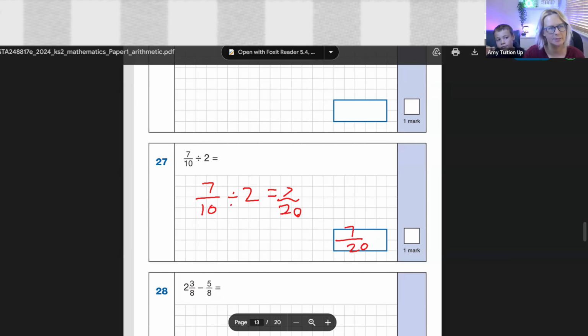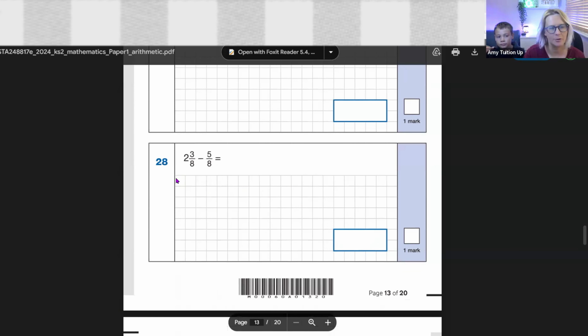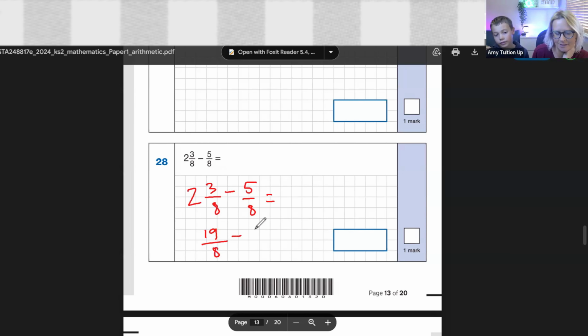Okay, good stuff. Well done. Nice answers. Nearly there. So we've got another one. We've got an integer, a whole number here. I bet we do this in different ways, because I'd make that an improper fraction. 2 8s are 16, 17, 18, 19, yeah? 19 over 8, take away 5 over 8, which is 14 over 8, which is 1 and 6 eighths. So either as an improper fraction or a mixed number.